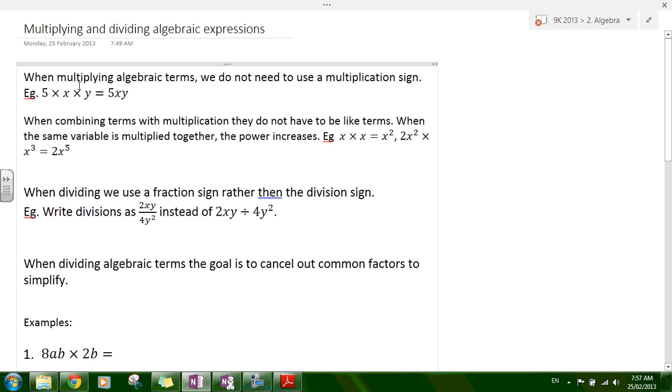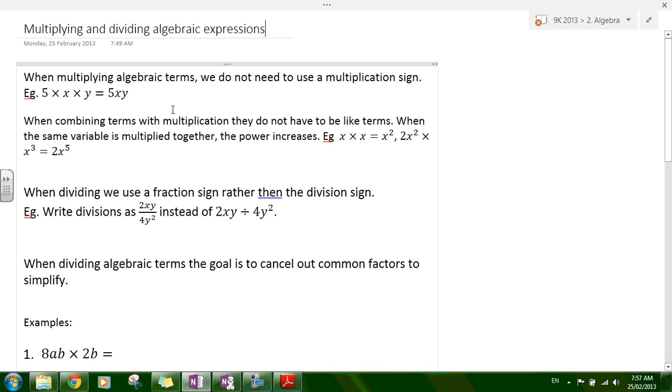We're going to be talking today about multiplying and dividing algebraic expressions and how we simplify that. So we need to go through a few things, so let's make sure that we listen carefully. When multiplying algebraic terms, we don't need to use a multiplication sign. So we can drop that. Something like 5 times x times y, we no longer have to write it like that. We just write it as 5xy. We just assume that there's a multiplication sign between them.